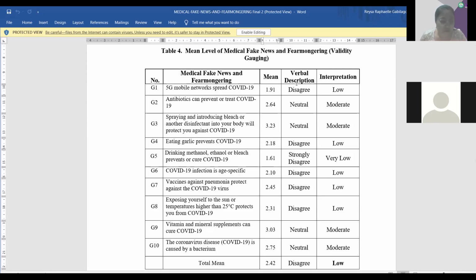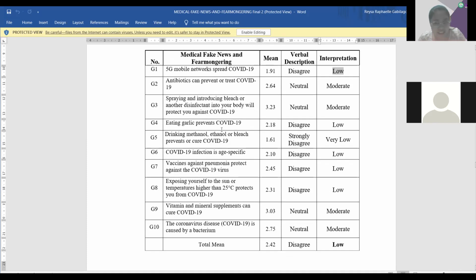Okay? So aside from the mean, kasi remember in presenting the results, kailangan easily understood siya. Kasi pag nilagay nilang dyan 1.91, the readers will not really know what do you mean by 1.91. So, ito yung kanyang verbal interpretation. Nagdi-disagree yung mga participants or mga respondents on this question or in this statement. So, to interpret that, since this is about the level of medical fake news and fear-mongering, since they disagree with this statement, meaning low yung kanyang parang influence on the respondents. So you can add the verbal description or the interpretation.